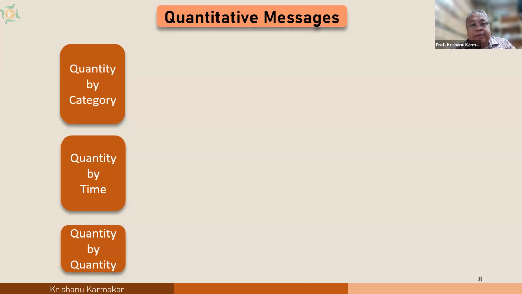Next is quantity by time. That is how a quantity changes over time. So the GDP for a particular country or a particular region over some years. So that is quantity by time. And finally, quantity by quantity. So the things that we try to represent by scatter plots, that is the relationship between two different variables: GDP and employment level, GDP and, let's say, level of pollution of different countries. So those are quantity by quantity quantitative messages that we might want to convey through our diagrams.